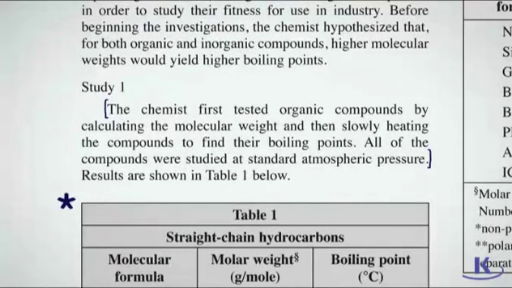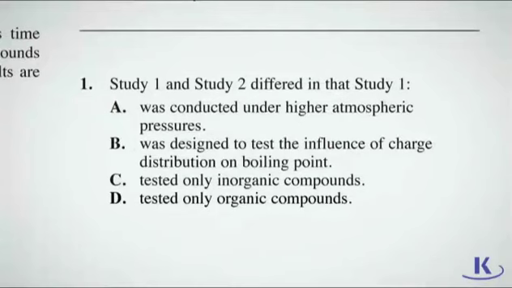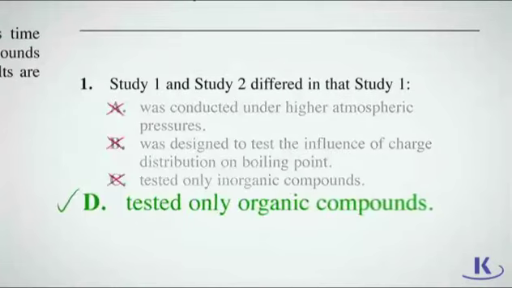In the bracketed part of Study 1, the first sentence says the chemist tested organic compounds. The same part of Study 2 says the chemist repeated the first experiment but used inorganic compounds the second time. Which answer choice matches that information? Right. The answer that matches the information in the passage is D. As you continue with scientific reasoning questions in guided practice, remember that you'll be able to answer most of them with ease if you focus on the purpose, method, and results of each experiment.